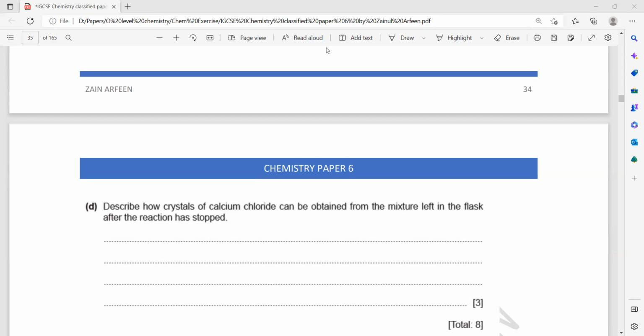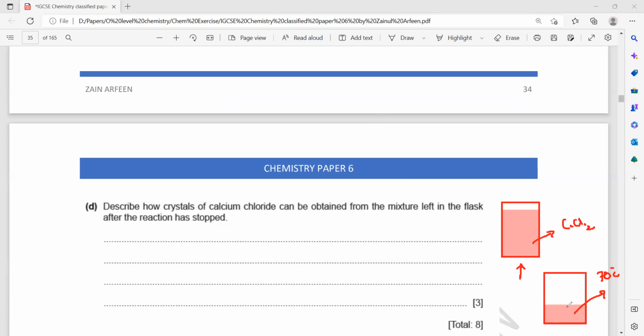Why do we cool the solution? Say you have a solution after filtration, an aqueous solution of calcium chloride. When we supply heat energy, the amount of liquid decreases, so it becomes a concentrated solution, but the temperature is still high. When the temperature is high, it can dissolve more. For example, if the water left here is at maybe 70 or 80 degrees, it can dissolve more calcium chloride.